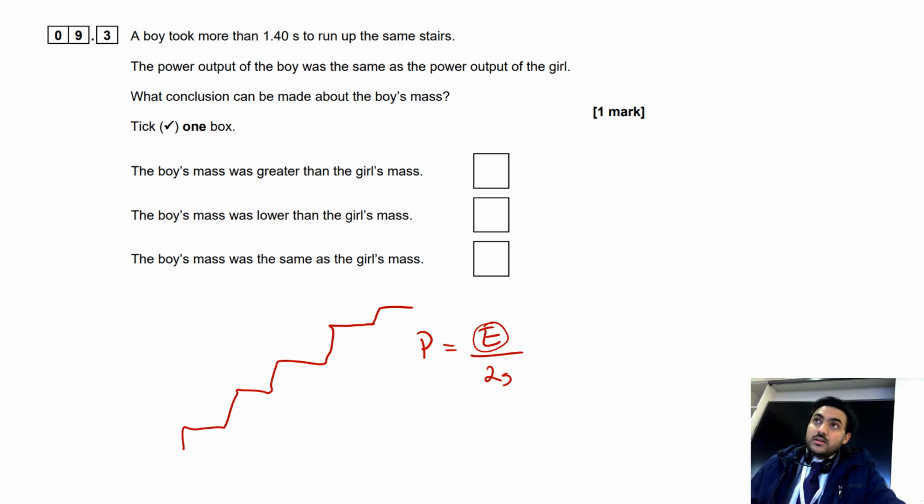All right, so the power output has to be the same. How can he transfer more energy than the girl? Well, it's not that complicated, because the way he can transfer more energy than the girl is if he was more massive. There you go, if he was more massive.